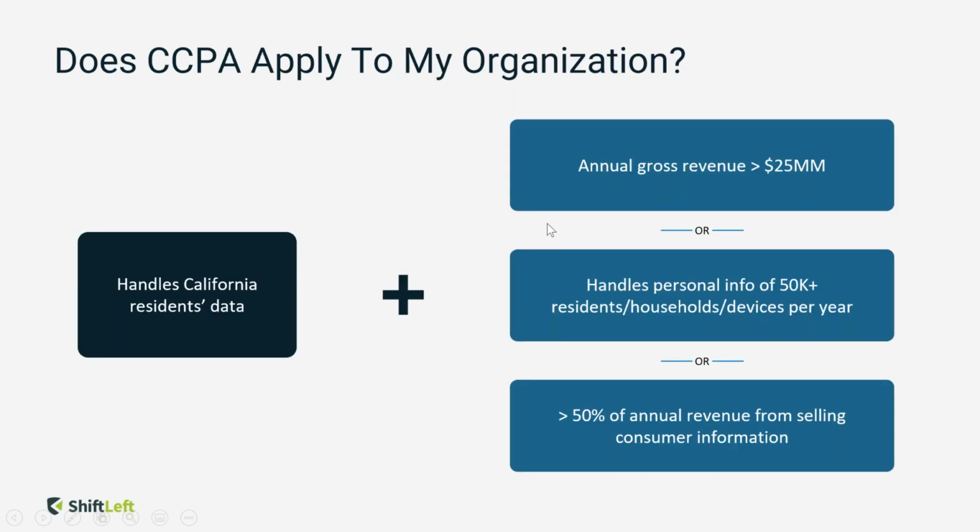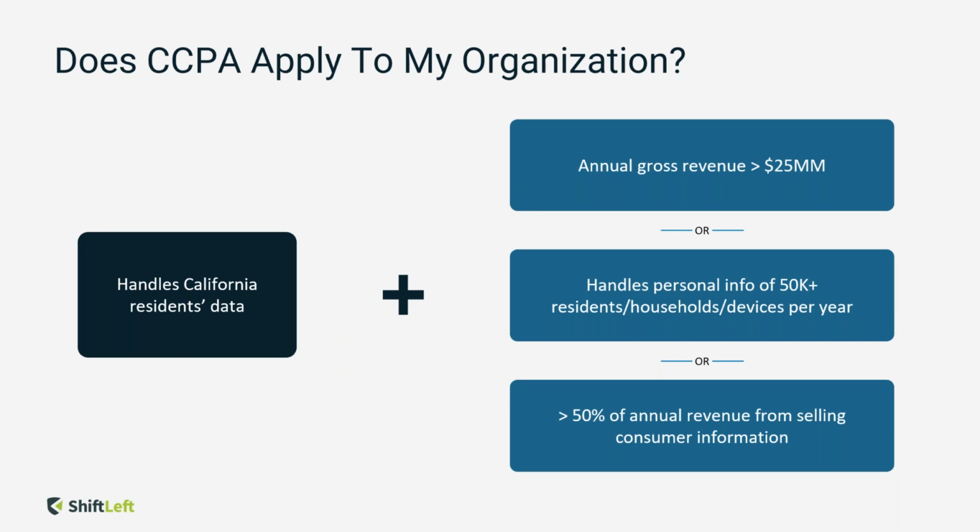Now, the first question to ask of yourself is, does CCPA apply to my organization? Do I need to be compliant? The criteria for CCPA is pretty broad. The first one is pretty obvious: do I handle any data of California residents? Right? It says handle, so it could be you're collecting it, you're processing it, you're selling it, whatever those could be. So that is the first criteria.